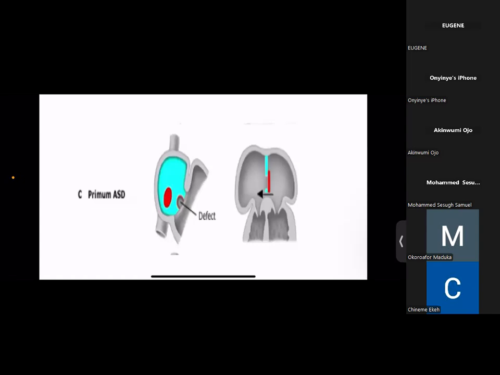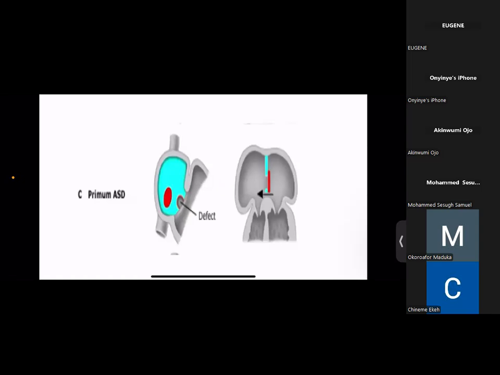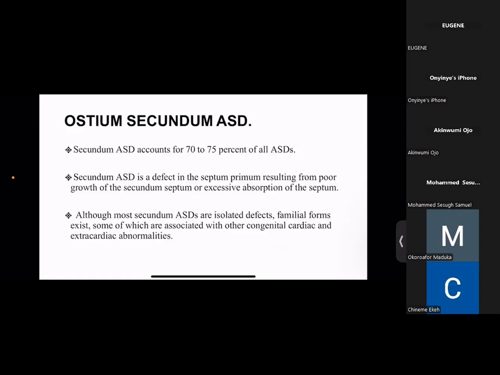This is a pictorial representation showing the ostium primum ASD. I don't know how to show a cursor, but in this picture, where the arrow is pointing is where the septum primum did not meet the endocardial cushion. So that space there is actually an ostium primum ASD.